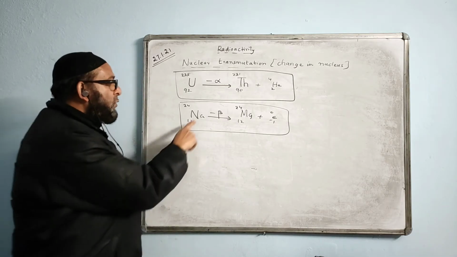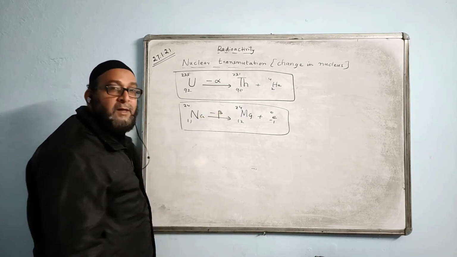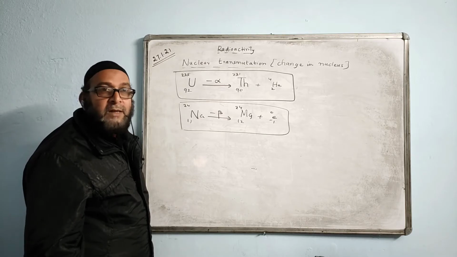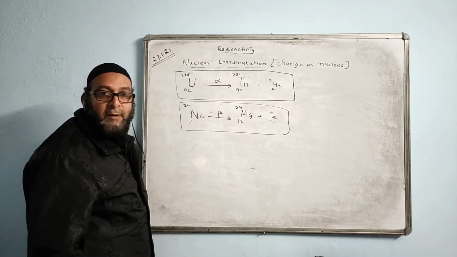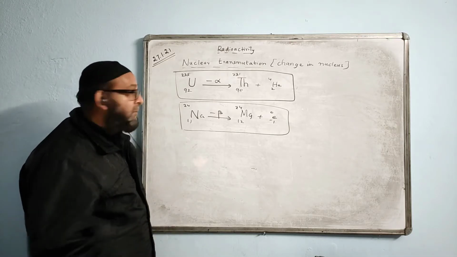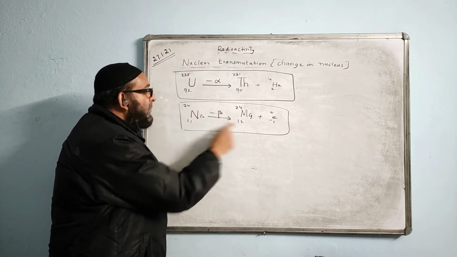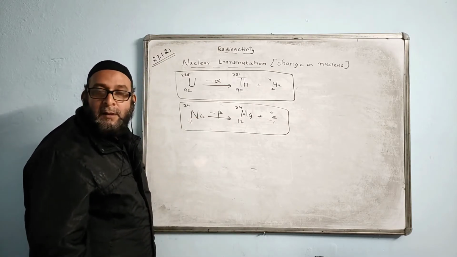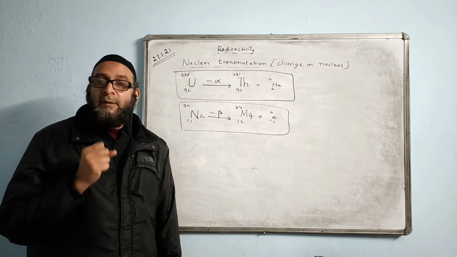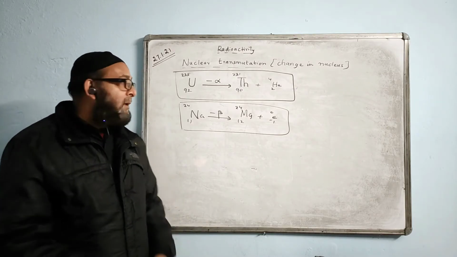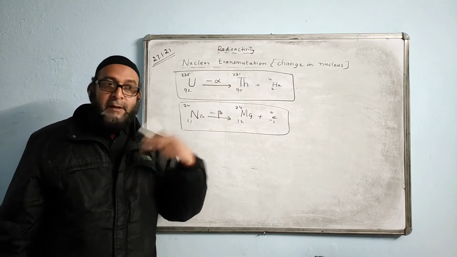So can you check sodium and magnesium? When sodium emits a beta particle, what does it form? If they ask you to assign a special name to the nuclei of sodium and magnesium, what special name would you give? This time you will say isobars, because the mass number is same. You can see the mass numbers are same, whereas atomic numbers are different.